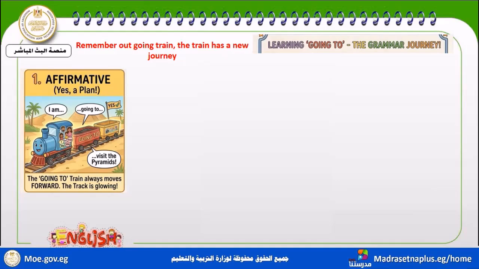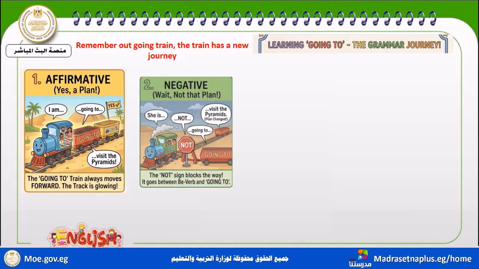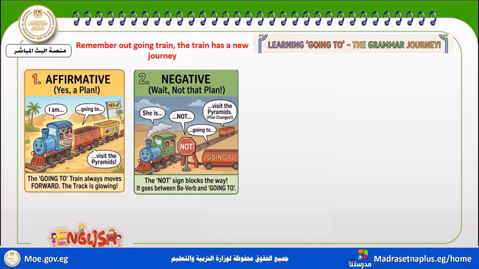This is affirmative, مثبت. And also going to has a negative form, which is I am not going to visit Egypt. She is not going to visit the pyramids. We use this when we express a change in our plans. So what's new here in the sentence? Yes, the new thing is the word not.